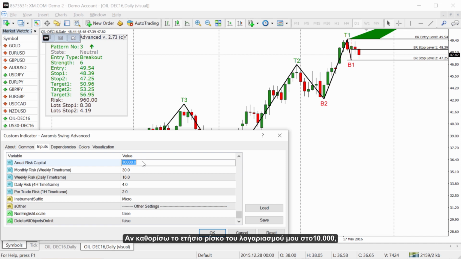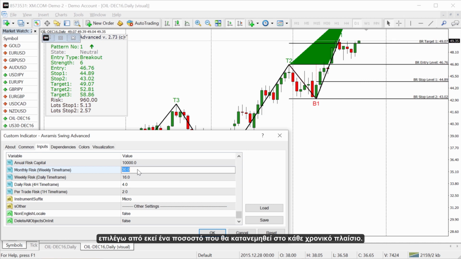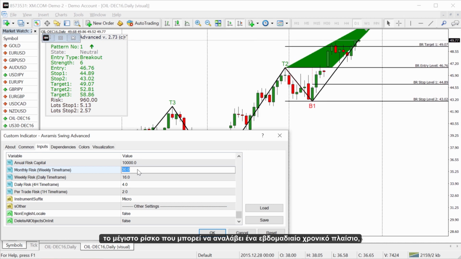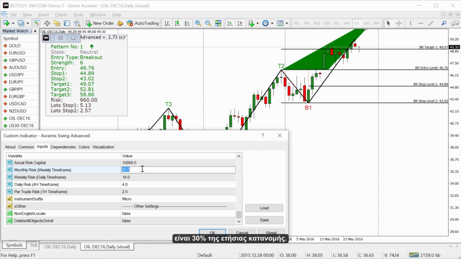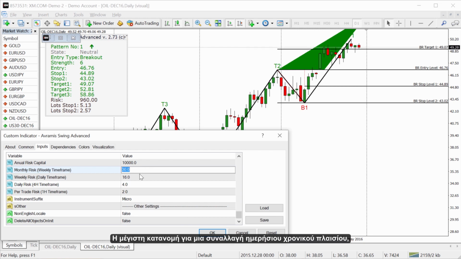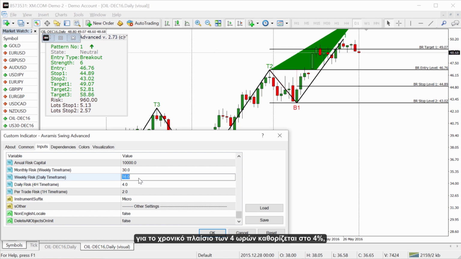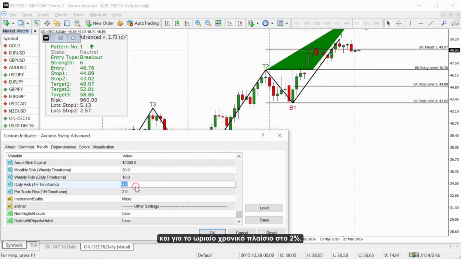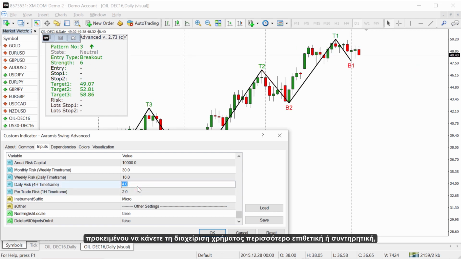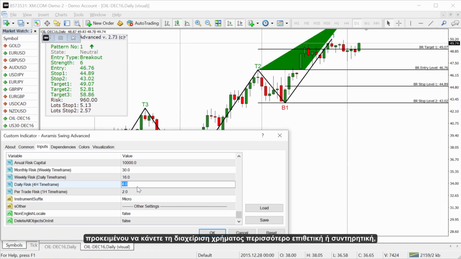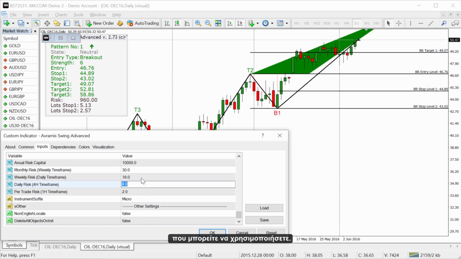So, if I set my account annual risk to 10,000, from there, I choose a percentage to be allocated to each time frame. For example, the maximum risk a weekly time frame trade is allowed to take is 30% of that annual allocation. The maximum allocation of a daily time frame trade is set at 16% of the annual risk. And for the 4-hour time frame, it is set at 4%, and for the hourly time frame set at 2%. Now, of course, these numbers can be customized in order to make the money management more aggressive or more conservative. However, this is also a set money management template that can be used.